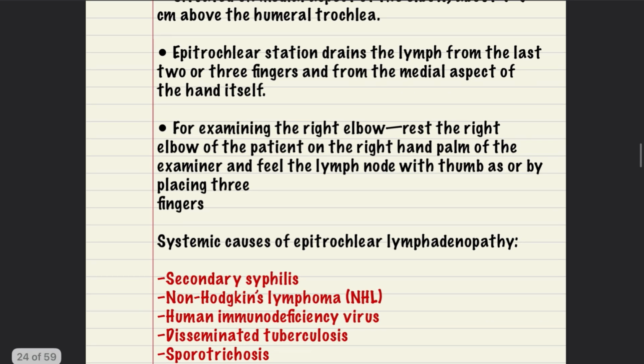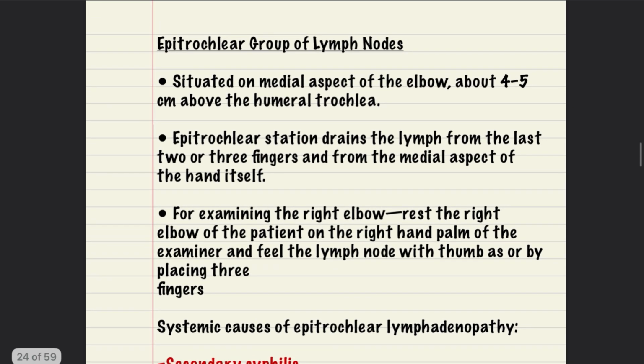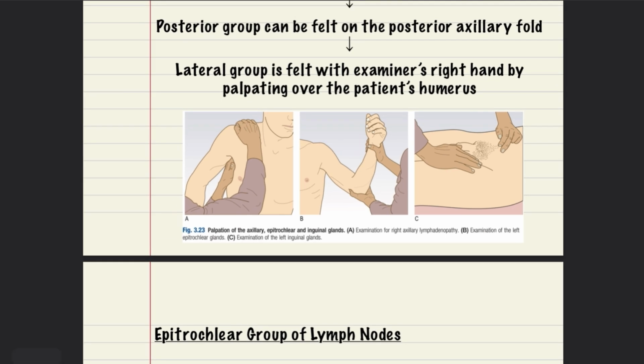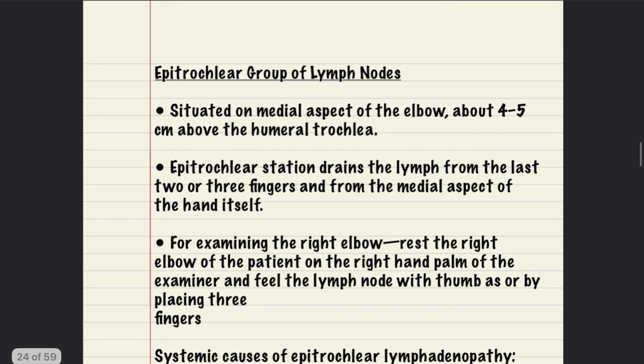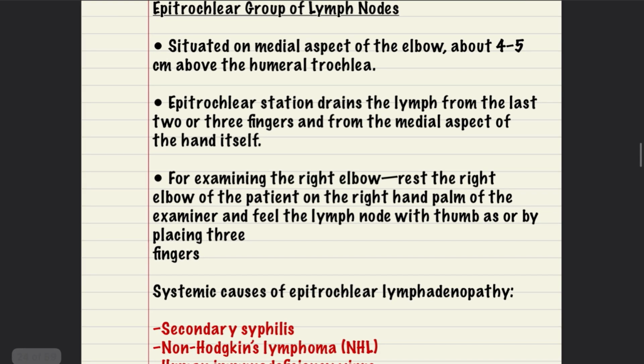So for examining the elbow, ask the patient to rest the elbow on the hand of the examiner, as you can see here. So you ask the patient to rest the left elbow on your left hand, right, and feel the lymph node with your thumb or by placing 3 fingers. So this way you can examine the epitrochlear group of lymph nodes.